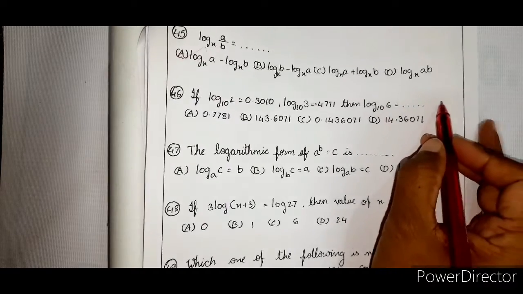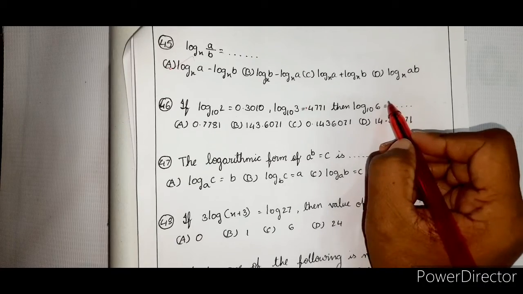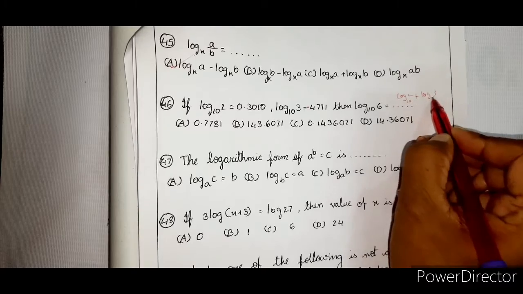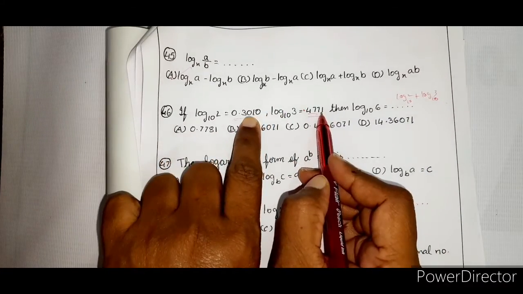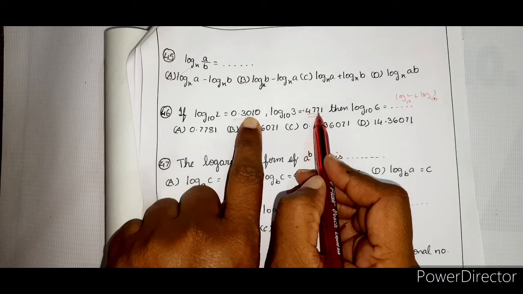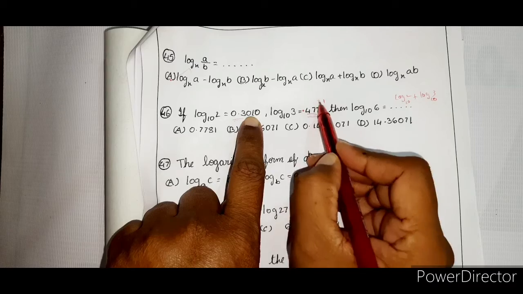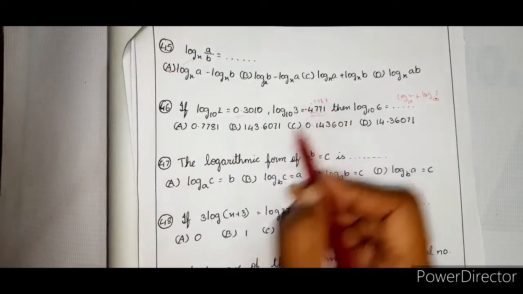Log 6, right? What is log 6? Log of 2 into 3. Log a into b is log a plus log b. That means log 2 base 10 plus log 3 base 10. Add these two. So 0 plus 1, 1. Then comes 7 plus 1, 8. 4 plus 3, 7. So 0.7781.